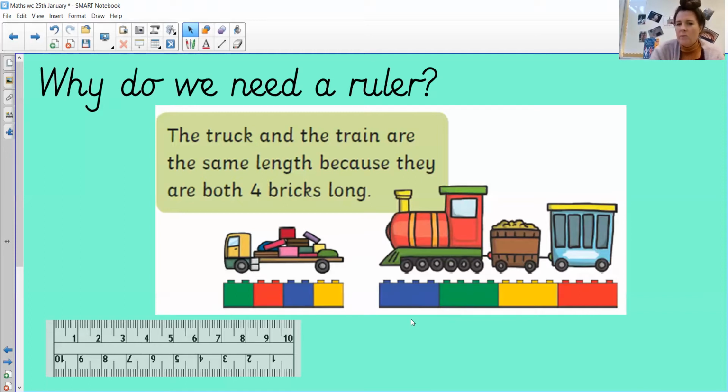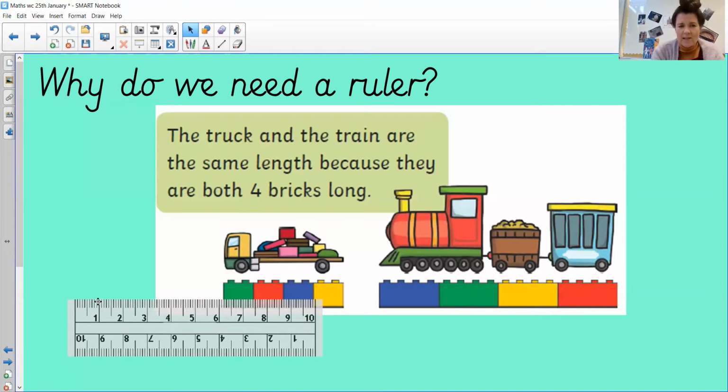And this is why we need a ruler, because yes, they are both 4 bricks long, but this brick is longer than this brick. So we need something that is the same size each time to measure, so that everything that we measure, we measure correctly. And that's why we use a ruler, because if we have a ruler that's always got the same setting, so the same jumps, 1, 2, 3, 4, whenever we measure anything, it's going to be the correct measure.